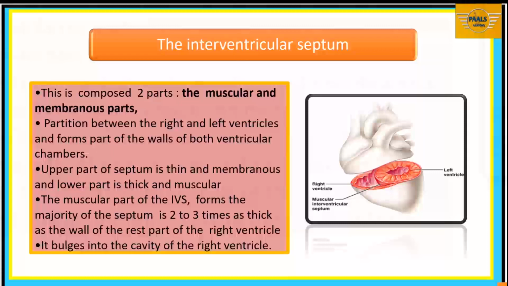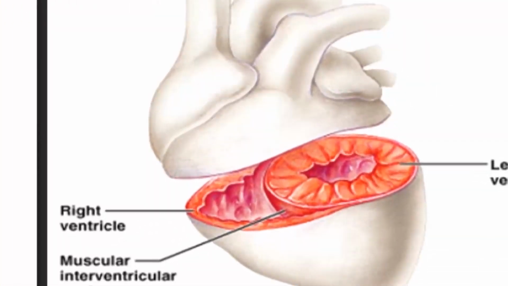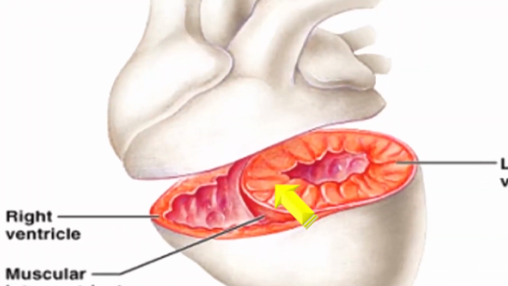Now, the interventricular septum. Here is the interventricular septum. This is the septum that separates the right ventricle from the left ventricle. This is the right ventricular chamber, and here is the left ventricular chamber. So this wall is made up of a muscular part and a membranous part.